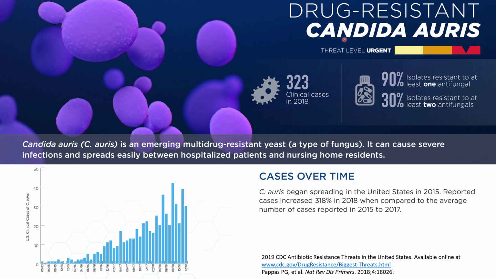So this is from the CDC specifically for Candida auris. They showed that the incidence of Candida auris is on the rise, so it's continuing to go up. What's concerning about Candida auris, and they have it at an urgent threat level, is that 90% of Candida auris isolates are resistant to at least one antifungal, and about 30% of them are resistant to at least 2 antifungals. And we're not sure in the next few years if this resistance will get worse or just stay the same.